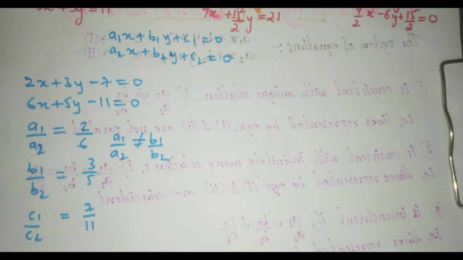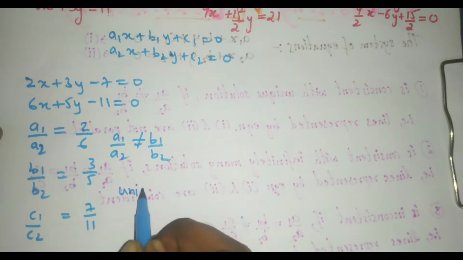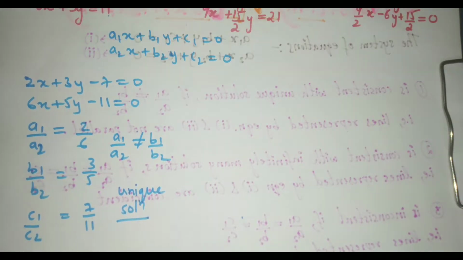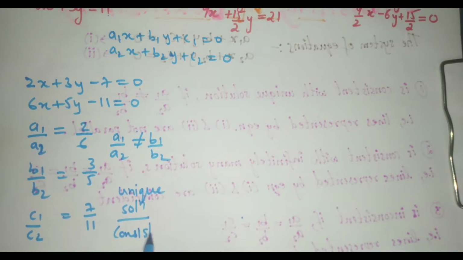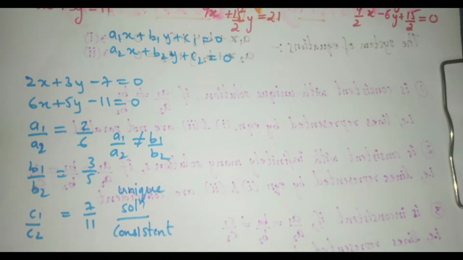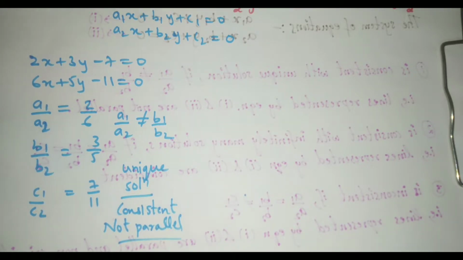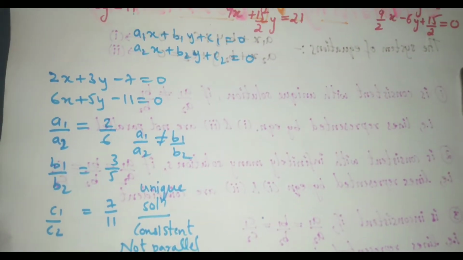So the system of equations has what? A unique solution, and it is consistent. Remember, it has a unique solution and it is consistent. And what else? The lines will not be parallel. Yeah, that also you have to remember. This will be consistent, and not parallel lines. All this you have to remember. We discussed these conditions in the previous video also. You can check it from there also.